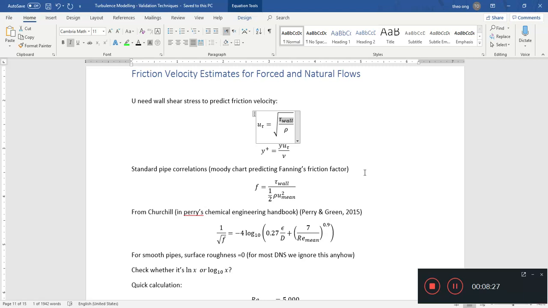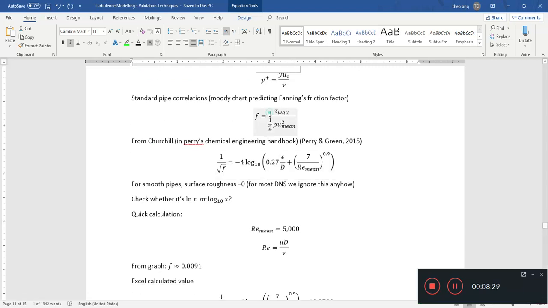So how do you calculate this friction factor without always looking at the graph? From Churchill, in Perry's Chemical Engineers' Handbook, this is one of his correlations that will help you calculate this friction factor. It is based on this correlation here, which depends on the mean Reynolds number. And this one is of course the roughness ratio. This epsilon here is the surface roughness, and this is the pipe diameter.